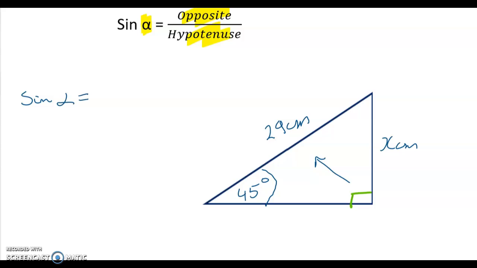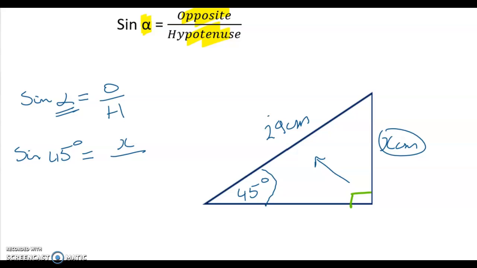Now we don't like to write opposite over hypotenuse each time in maths. Maths we don't like to write a lot, so we can just write O over H. Now substitute in, fill in everything that we've got. So we've got the angle, so we can replace alpha with sine 45 degrees is equal to the opposite side, which in this case is x, what we're looking for, over the hypotenuse, which in this case is 29.